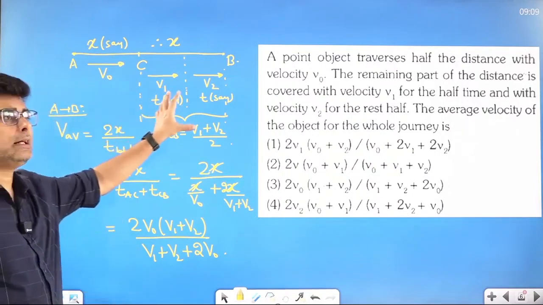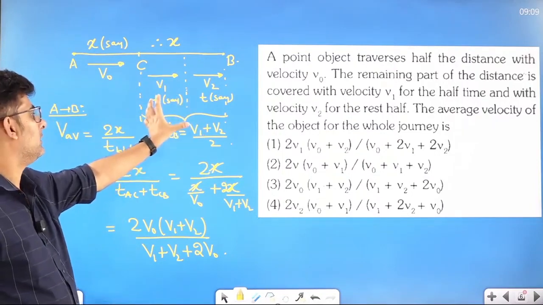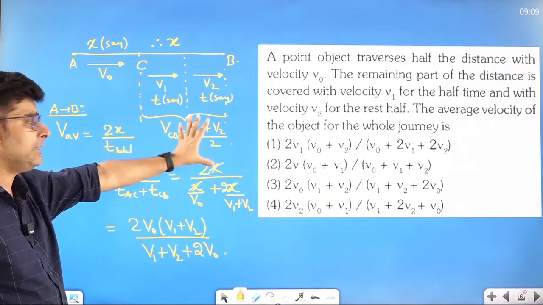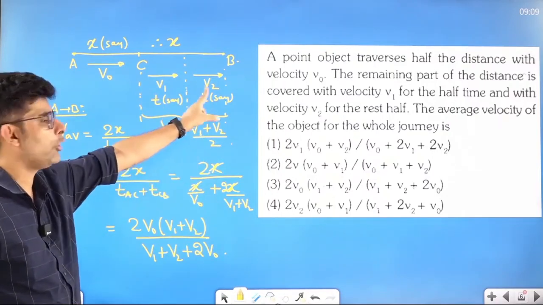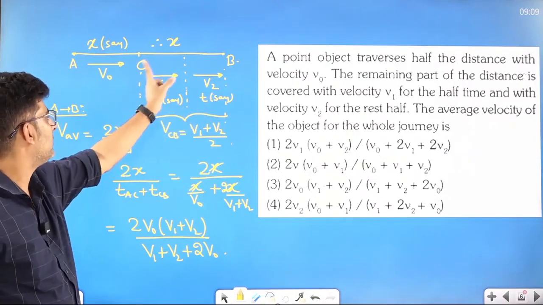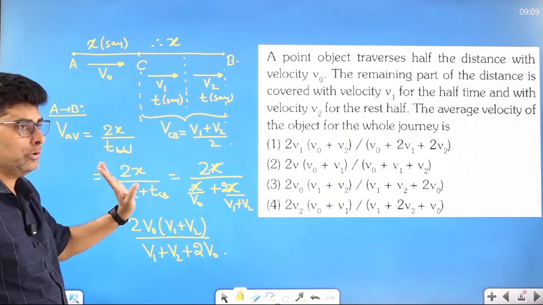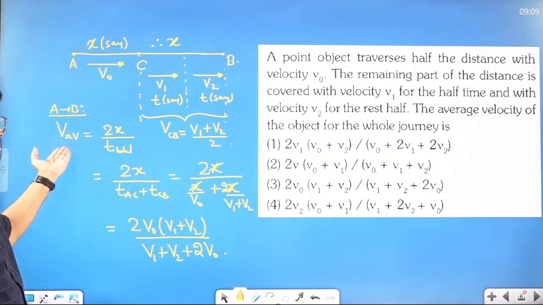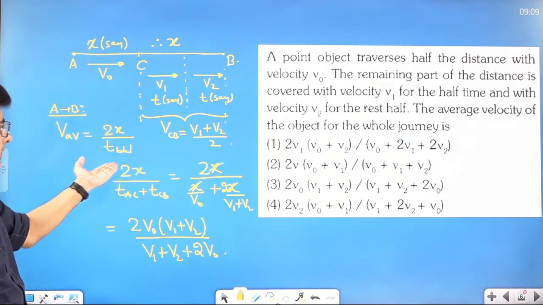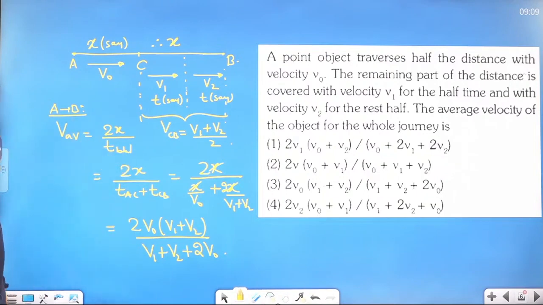So whenever you see that any particular part is split into equal time intervals, you can take the average speed of that part as the average of all the speeds. So V average from C to B is (V1 plus V2) by 2, and for this part you already have V0. Now total journey average speed is total distance divided by total time.